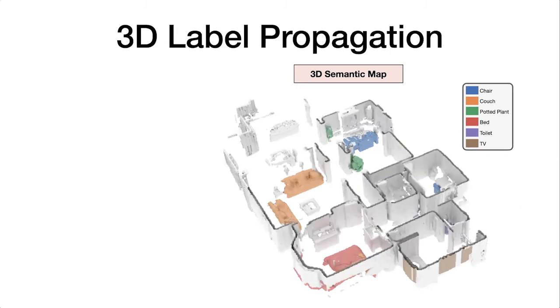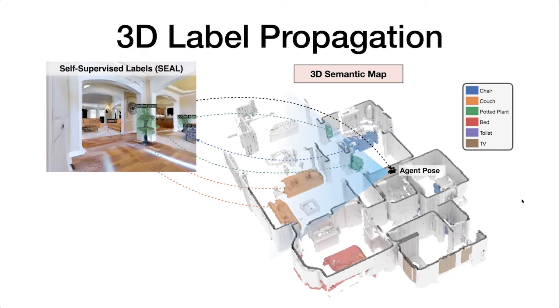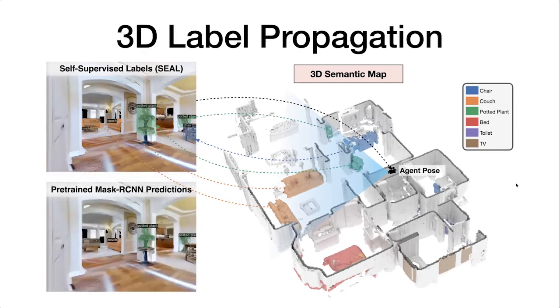The second aspect of this is 3D label propagation, where once you have built this map, you can render out labels for images that you have seen. You render out this reconstruction that you have, and that gives you where the different objects in the world are. On the top, I'm showing you these labels after they have been propagated, and on the bottom, I'm showing you labels from just running the Mask R-CNN that you have.